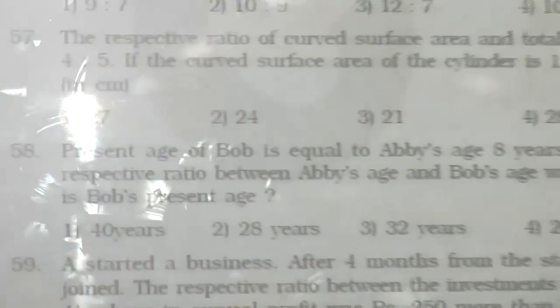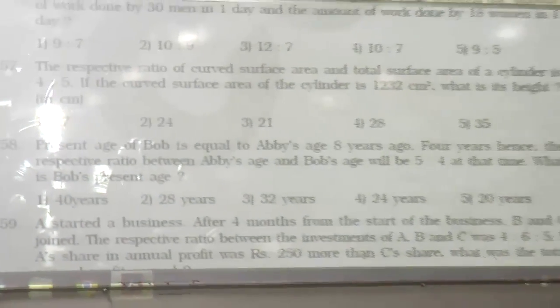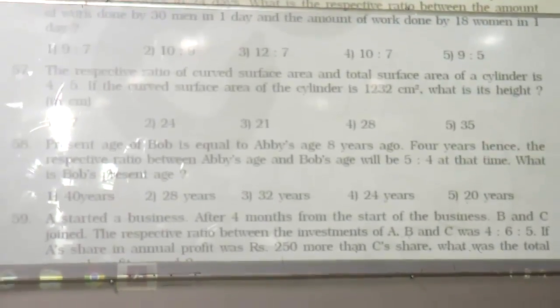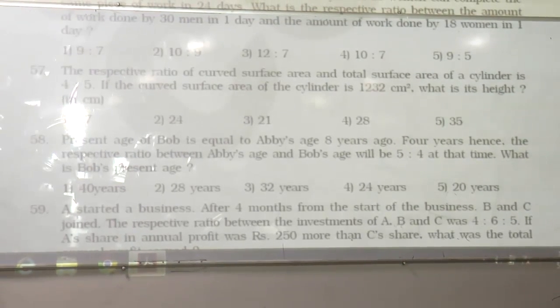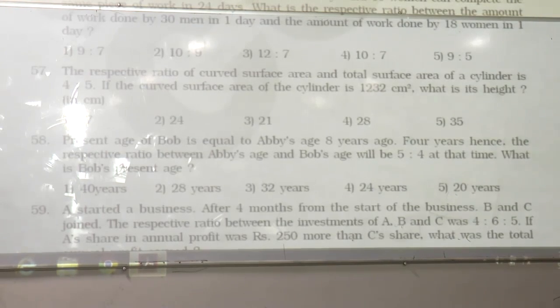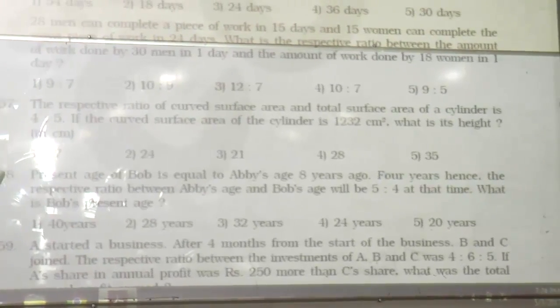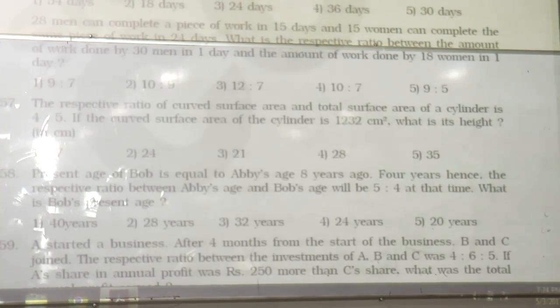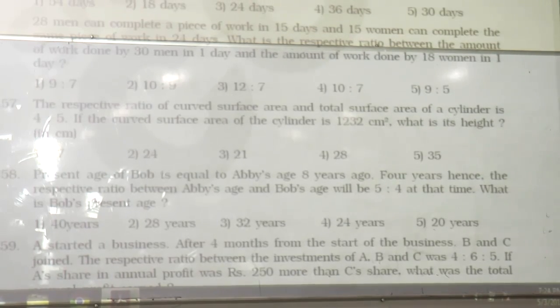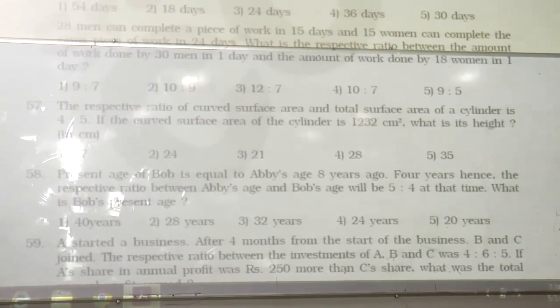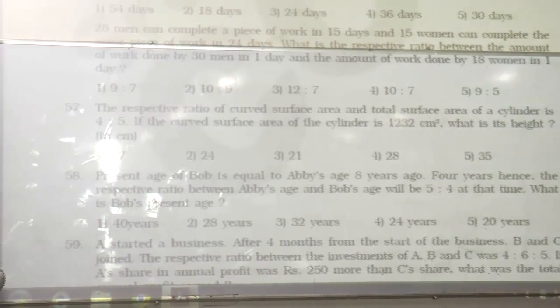The present age of Bob is equal to Abby's age 8 years ago. So, age difference between Bob and Abby is 8 years. Correct? Read once again. The present age of Bob is equal to Abby's age 8 years ago. In that case, what is the difference between present age of Abby and present age of Bob? 8 years.